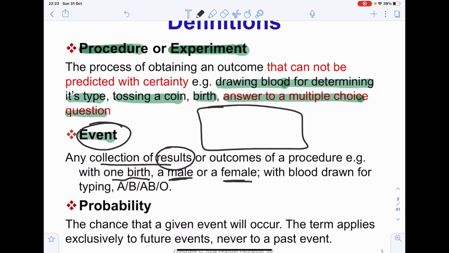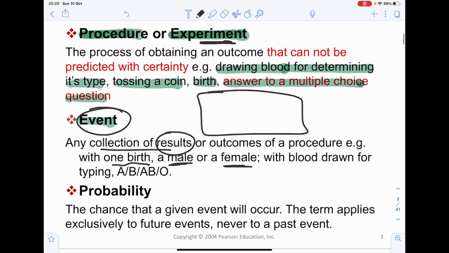Okay, so event بمعنى حدث. Okay, حدث بداخل التجربة حقتي. So التجربة is the overall thing. Event is part of our experiment.